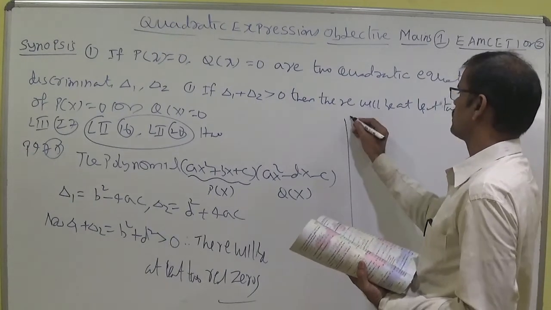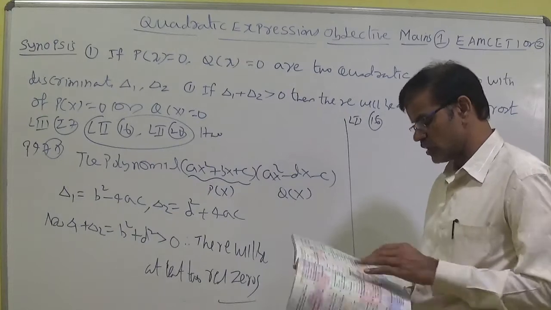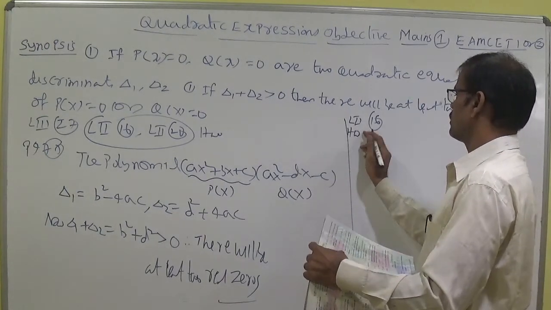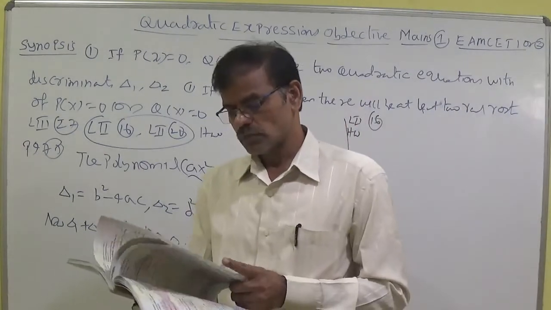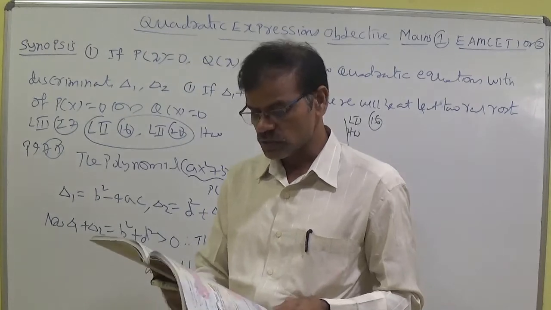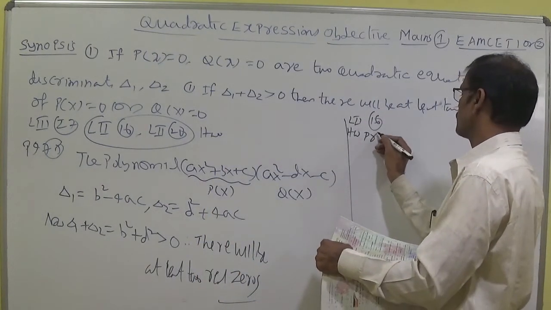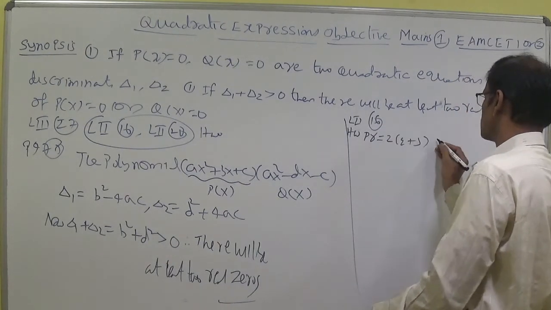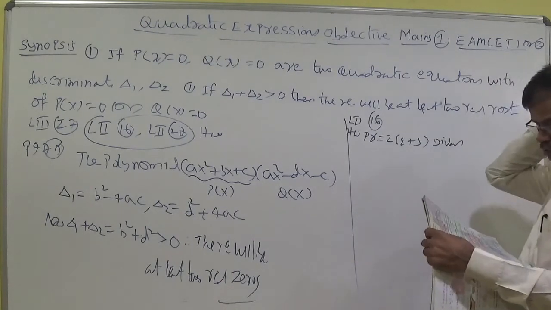Now let us discuss Level 2 16th question based on this theory. Level 2 homework 16th question. Module 2 homework 16th question. PR is equal to 2 into q plus s, given. This is a given condition: PR is equal to 2 into q plus s.